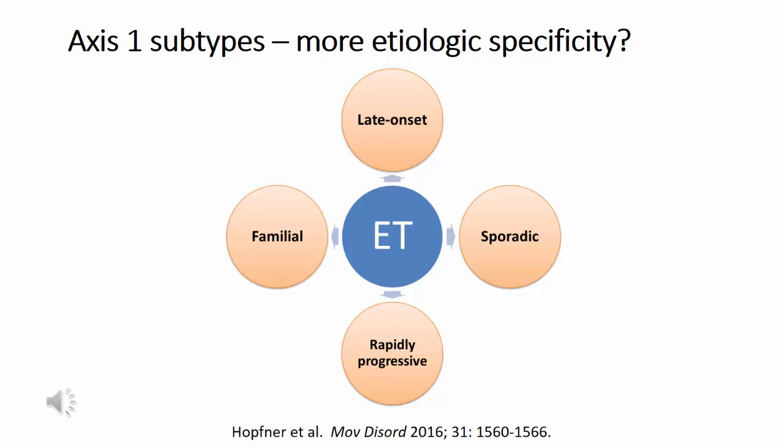For example, there is growing evidence that essential tremor beginning after age 65 is different from essential tremor beginning earlier in life. For this topic, I refer you to the paper by Hopfner and co-workers.